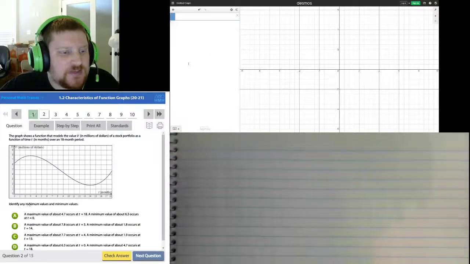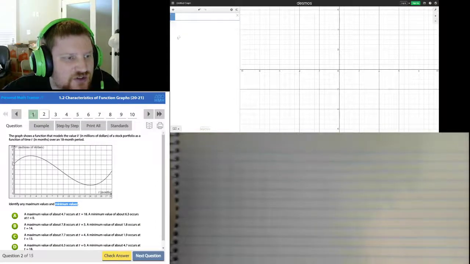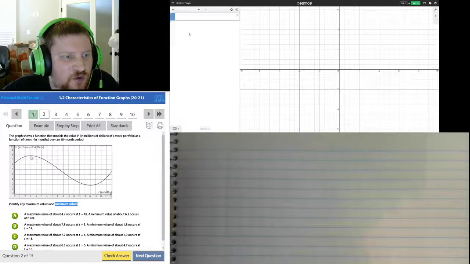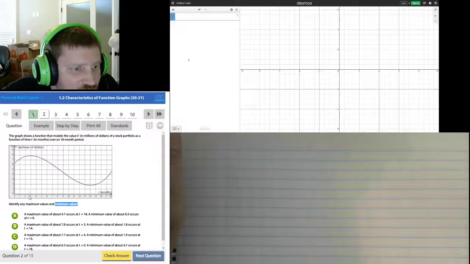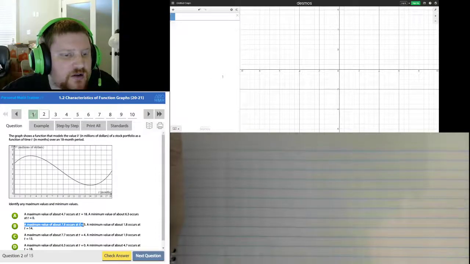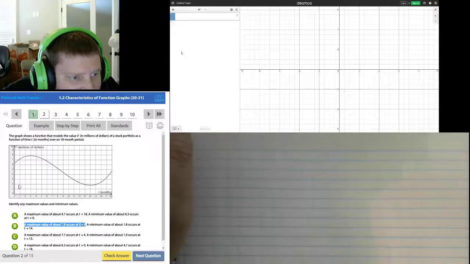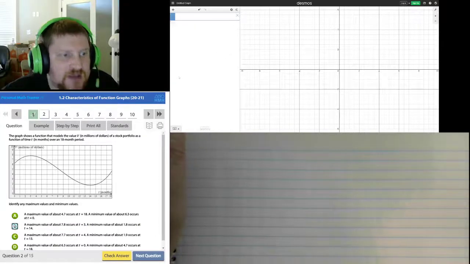Identify any maximum values and minimum values. So it looks like the maximum's about right here, and that's just over 7, almost 8. So a maximum value of about 7.8 occurs at approximately 3. So maximum value of 7.8 occurs at approximately t equals 3, and a minimum value of about 1.8, which looks about right at about 14. So B.